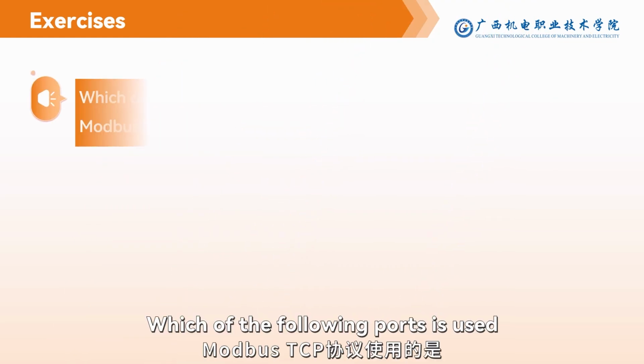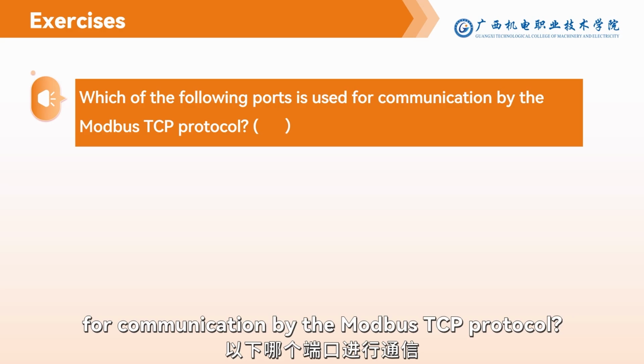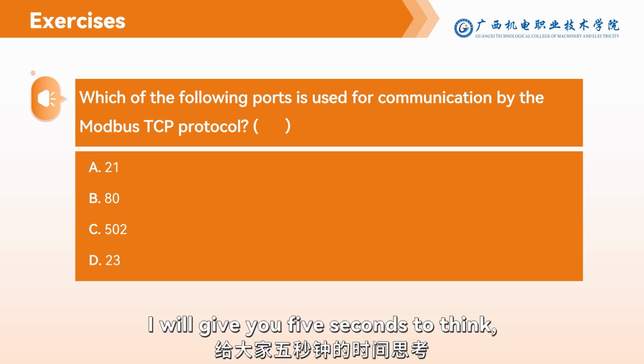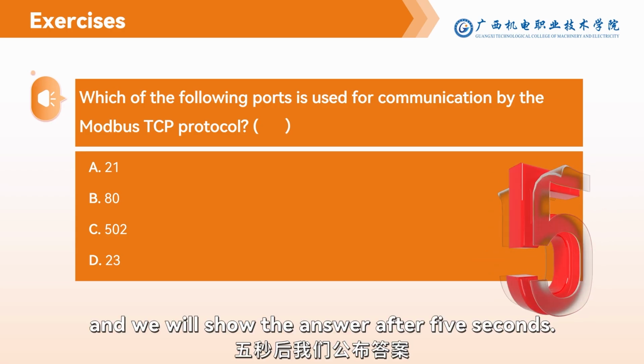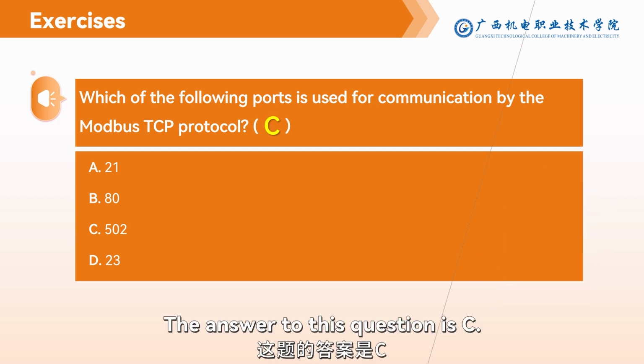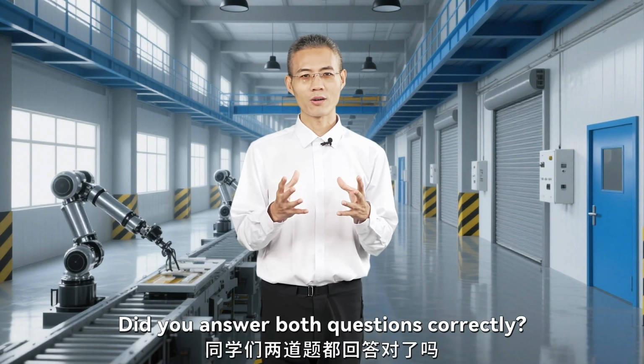Question 2. Which of the following ports is used for communication by the Modbus TCP protocol? A. 21. B. 80. C. 502. D. 23. I will give you 5 seconds to think, and will show the answer after 5 seconds. The answer to this question is C. Did you answer both questions correctly?